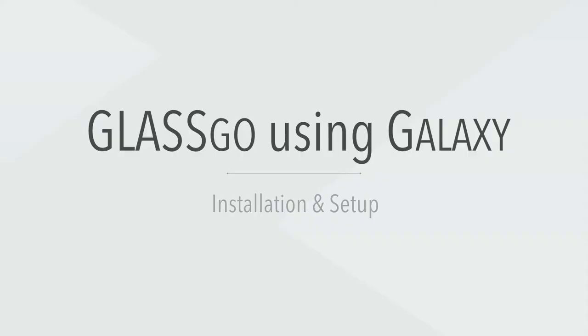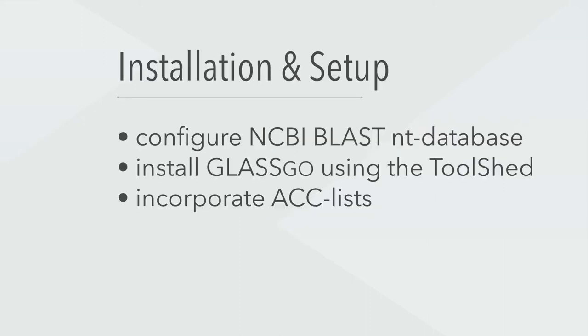Now we'll talk about how this Docker container can be integrated into Galaxy and how this provides a more user-friendly interface than the command line. We start with configuring the BLAST database. In other words, Galaxy has to be made aware of it. And this is a general approach that holds true for all tools in Galaxy that utilize this database. In the next step, we will want to install the GLASSgo Galaxy wrapper using the Toolshed, and finally we want to incorporate the accession lists using a custom script.